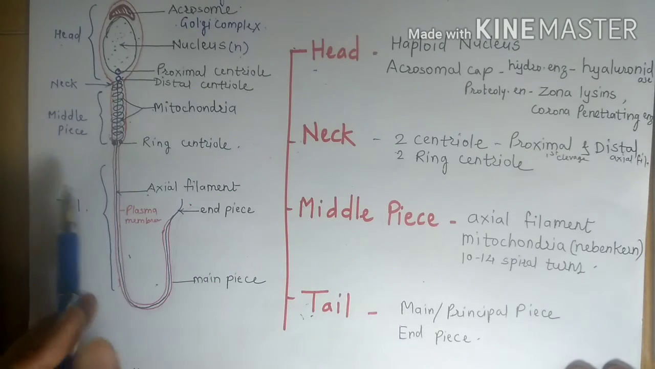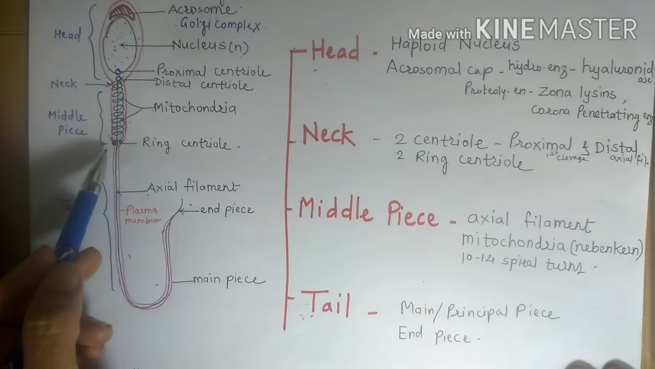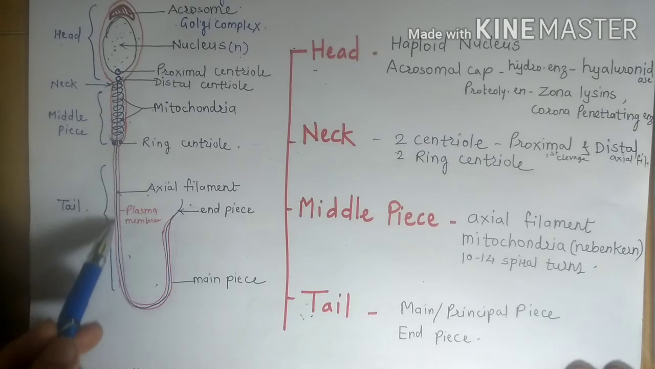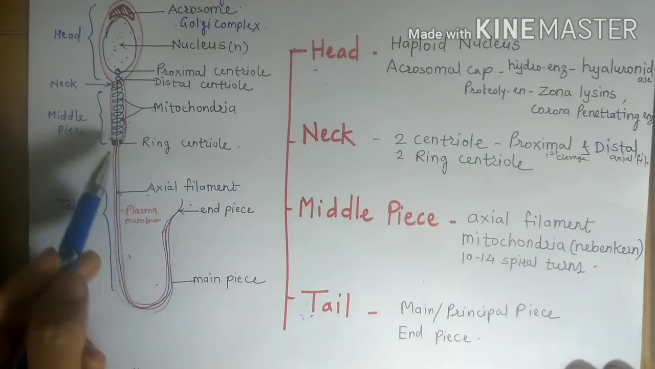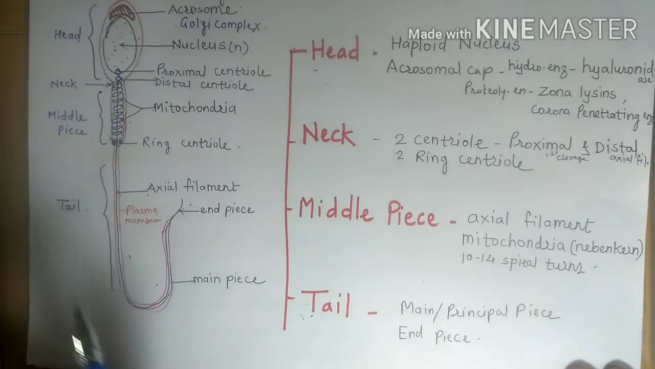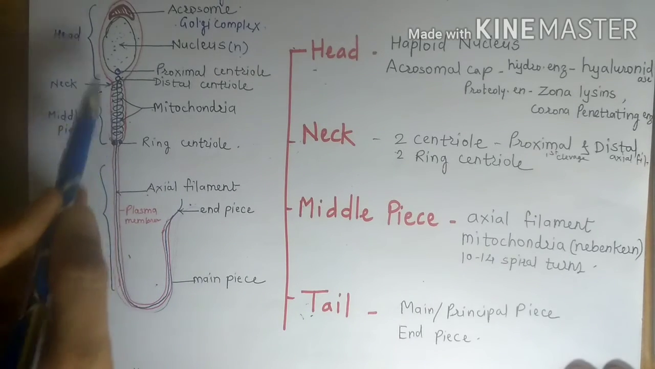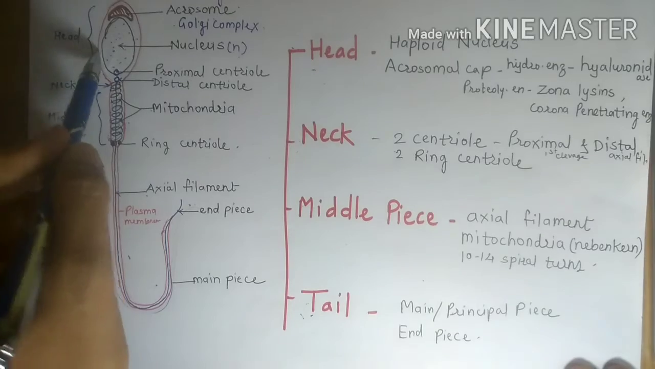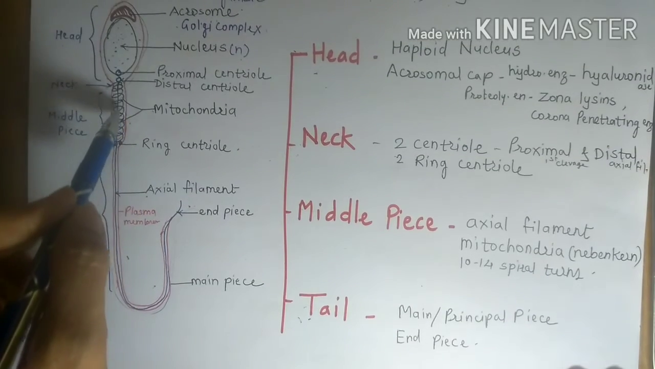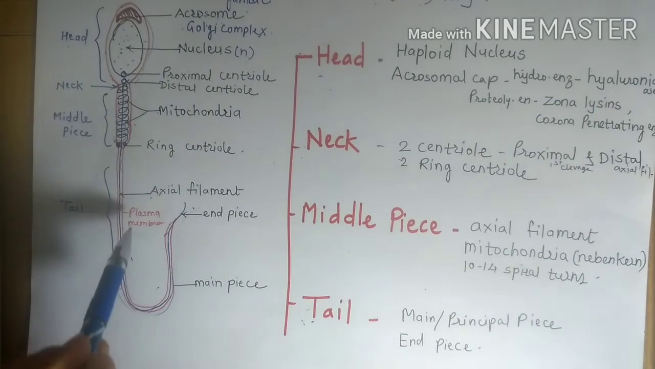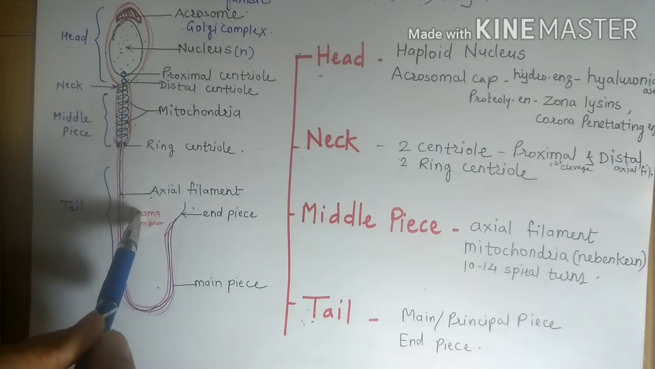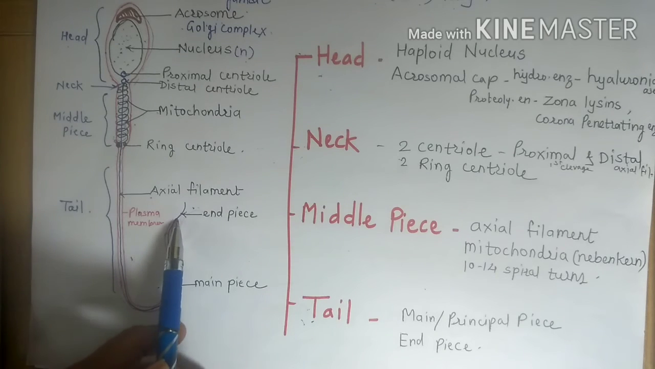The next part is the tail. From the middle piece, a long tail starts. It is the longest part of the sperm. The tail region, along with the middle piece and head, is surrounded by a membrane. It is surrounded by a plasma membrane. That plasma membrane does not extend up to the end.